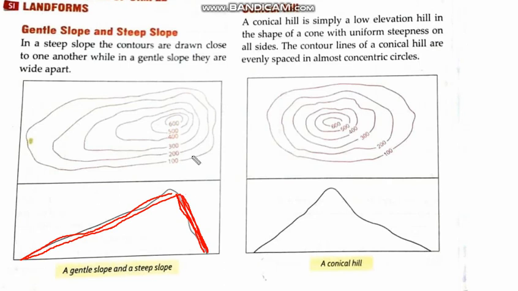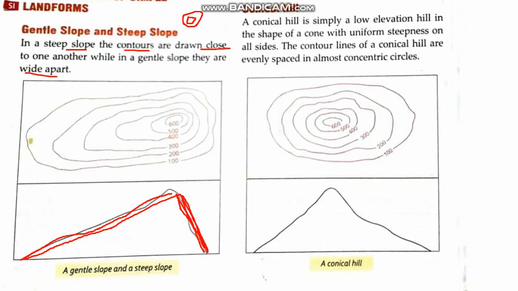Okay, so how can we see from the topographical map that the hill or the slope is gentle or steep? How can we understand that? So if there is a steep slope, we know about the contour lines. So these are the contours. If the contours are drawn close together, if one is here and another is here, it means that it is a steep slope. But if they are wide apart, placed very much away from each other, it means there is a gentle slope.